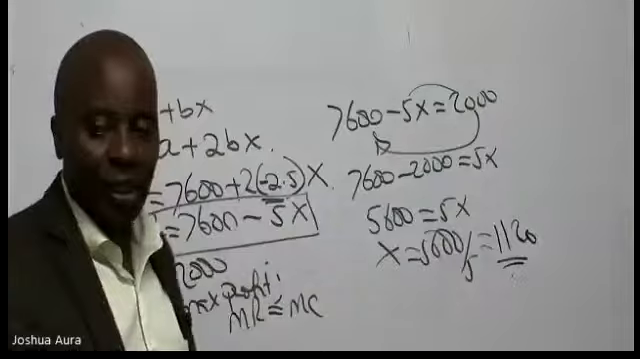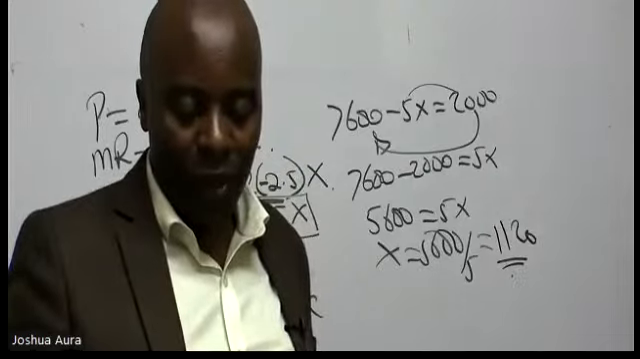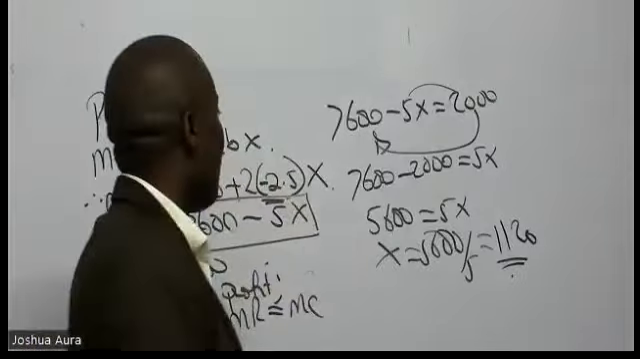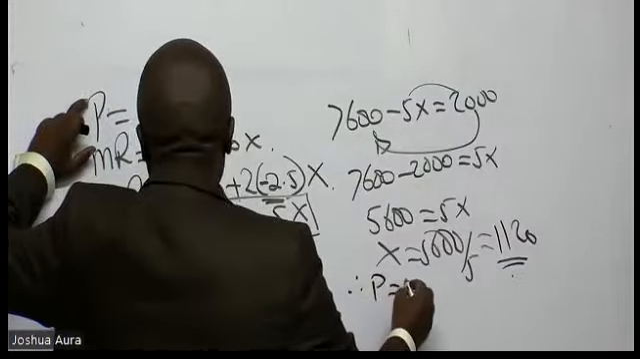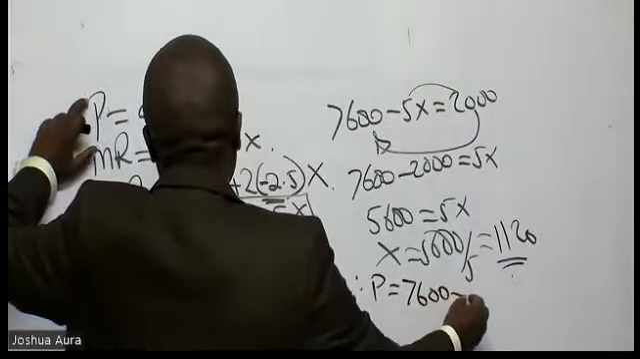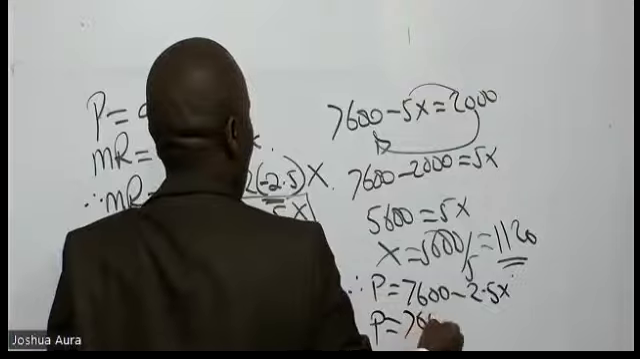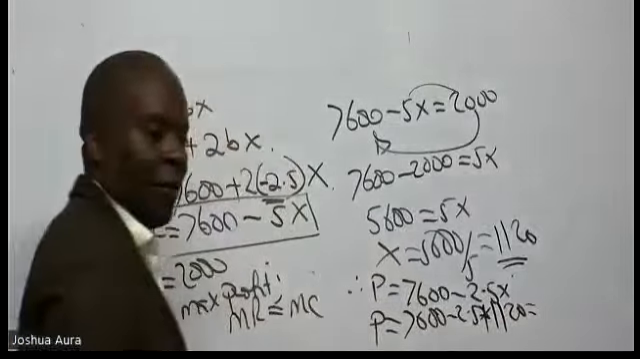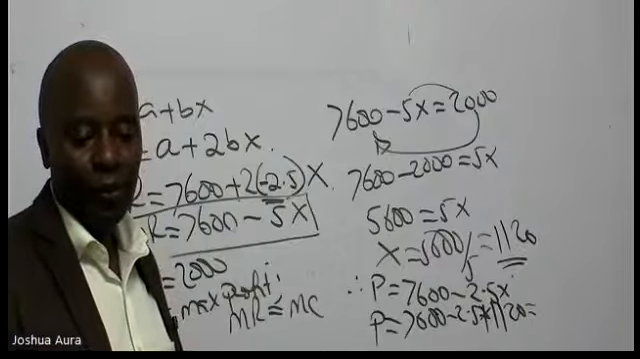So having gotten that as our X figure, please read again. They want the fees. Fees is the same as the price. So they want price, and we know the price function. Our price function was 7,600 minus 2.5 times X, where X is 1,120, which ends up giving me 4,800 as my fees.